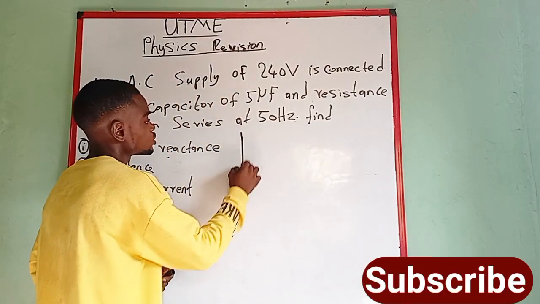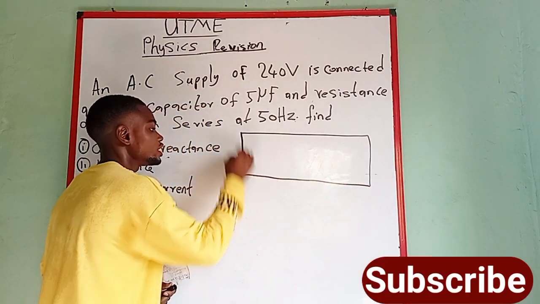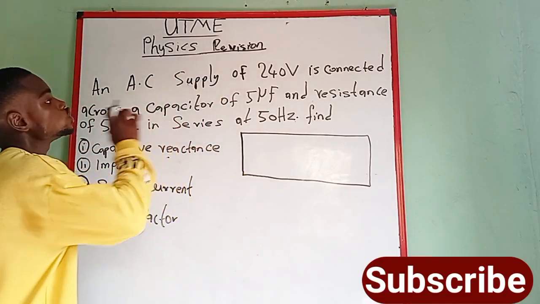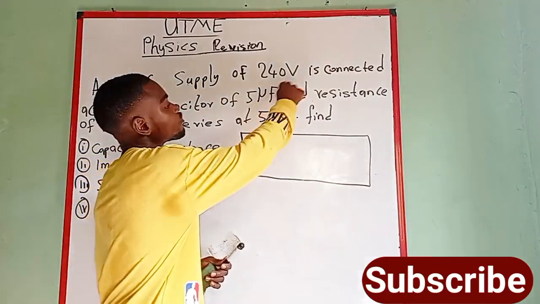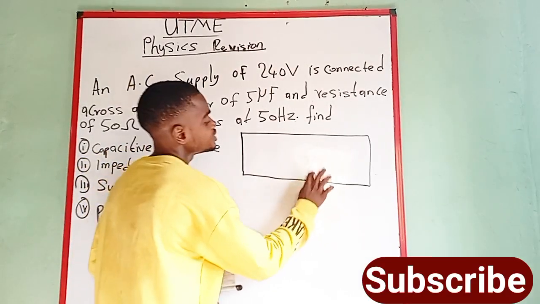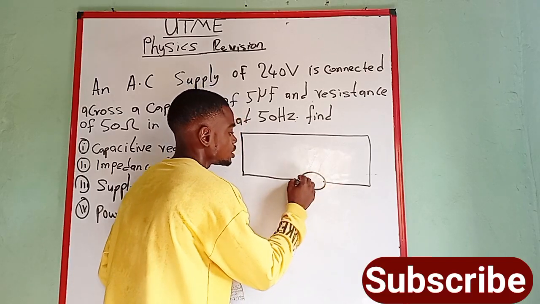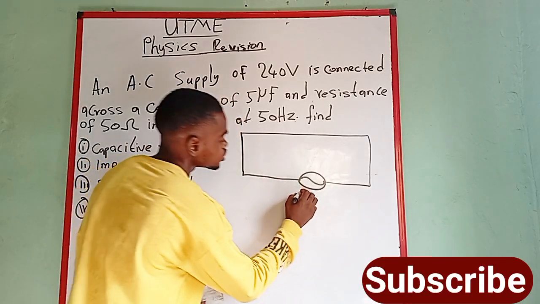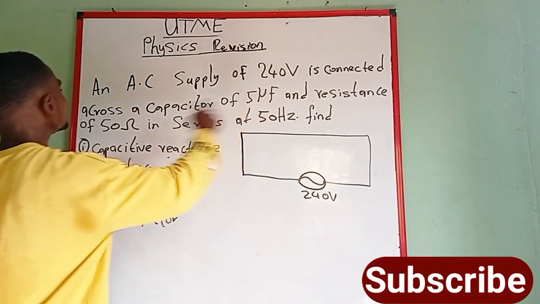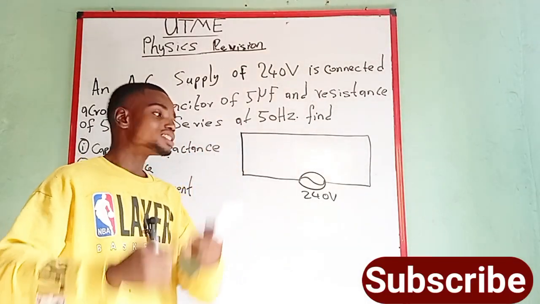Now, the circuit is always drawn in maybe a square, depending on how you draw it, or in a rectangle form. All right, here I will say that there is a 240 volt. This 240 volt voltage is always written or represented at the bottom of this circuit. So here I will clean it and draw something here. This is my voltage, and it is 240 volt. V represents the volt. Now it is connected across a capacitor of 5 microfarad and a resistance of 50 ohms.